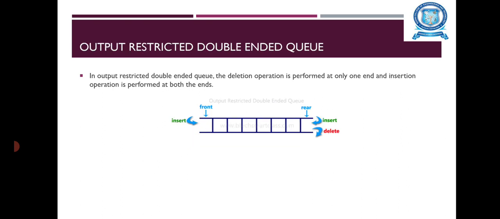Then next one is the output restricted double-ended queue. That means the deletion operation is performed at only one end and the insertion operation is performed at both ends. Both are opposite to each other. Here the insert operation is at both ends and deletion is performed only at the rear end. But in the input restricted double-ended queue, the insertion is at one end, that means the front end only, and the deletion is performed on both ends. This is the difference between the input restricted double-ended queue and output restricted double-ended queue.